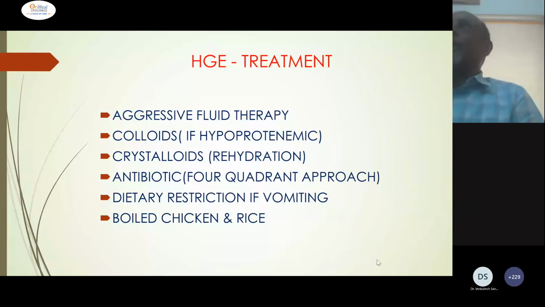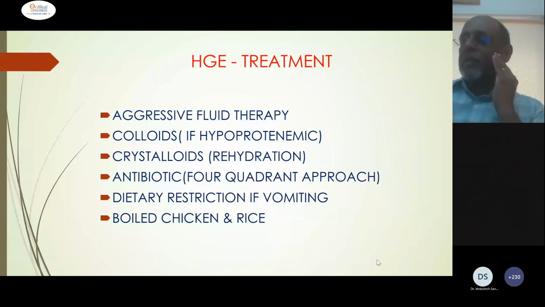Dietary restriction if vomiting is there. If it's severe vomiting, then don't give food. Restrict feeding in parvo cases for 24 to 48 hours, then slowly feed. If there's no vomiting, go in for feeding through the diarrhea. You start feeding with high quality carbohydrate and protein, that is boiled chicken and rice in case of dogs, and boiled chicken in case of cats.